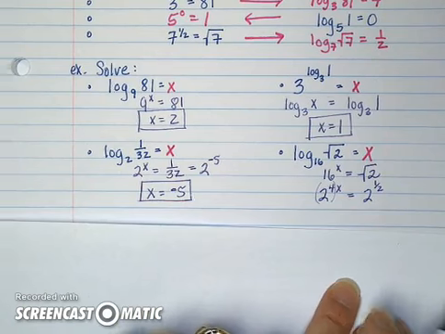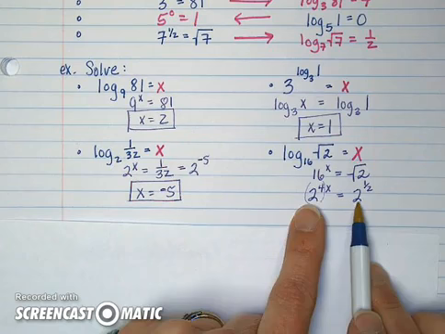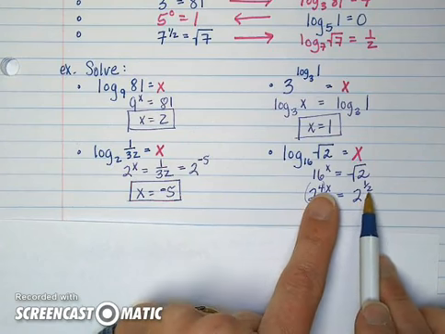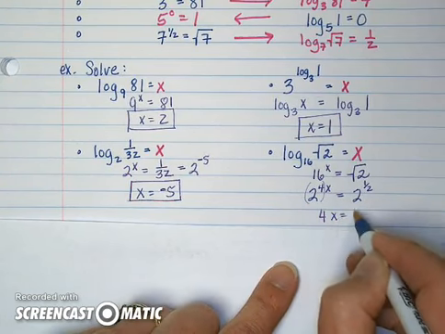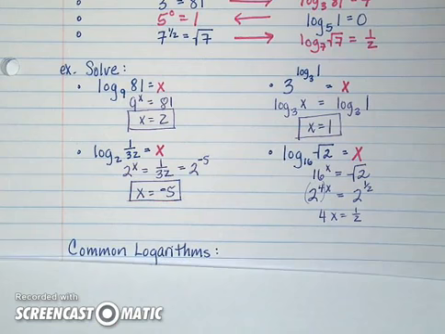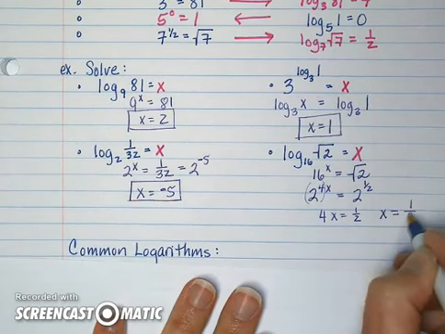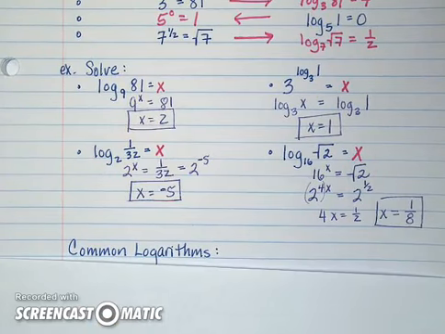Well, we did it. Both have the base 2. So now if the base is the same, my exponents must be the same. Therefore, I can set 4x equal to 1/2, and I can solve for x. I would divide both sides by 4, and x equals 1/8. Okay.